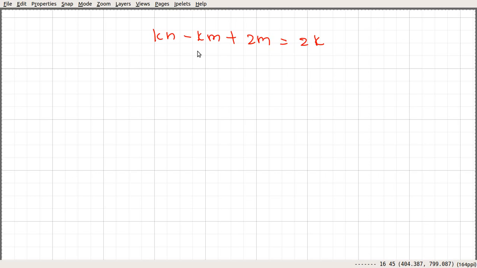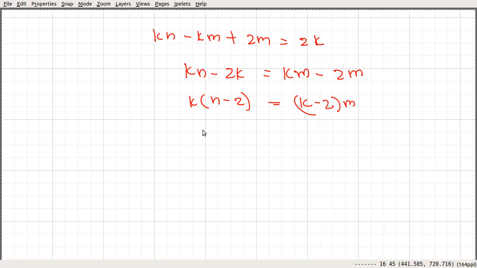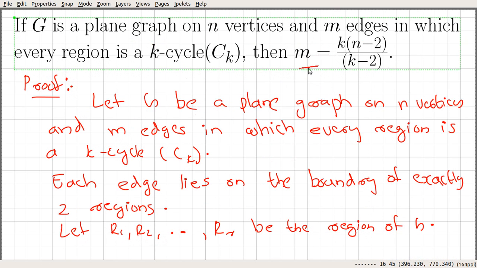Okay, so that says if you rearrange this, you get kn minus 2k equal to km minus 2m. Okay, so we can take k out here. Okay, that is equal to m times k minus 2, and we are solving. Okay, if we solve for m, we get k times n minus 2 divided by k minus 2. Okay, and that's what we need. Okay, so k into n minus 2 divided by k minus 2. So we proved this statement.